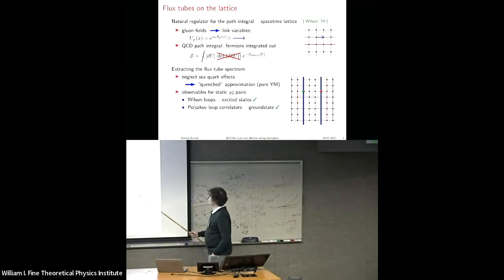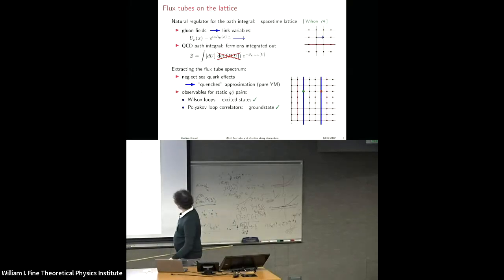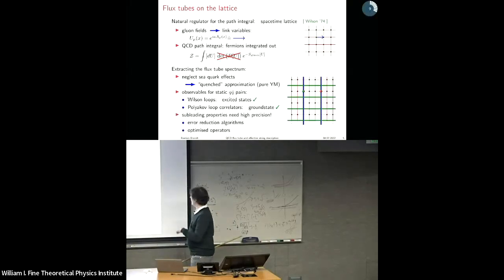So what is a Polyakov loop? A Polyakov loop is just a loop of flux winding once around the lattice in the temporal direction. And if we look at the correlators of those, then they are very good operators to directly look at the ground state. Okay, so if we want to extract the spectrum really with high accuracy, then we need extremely high precision.